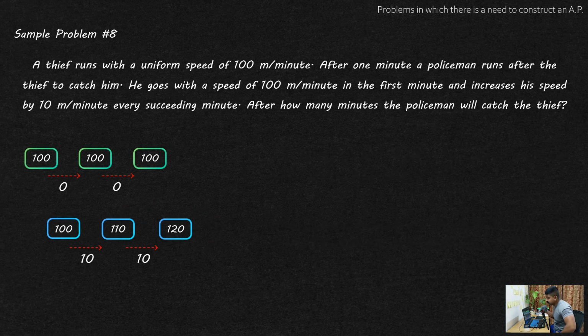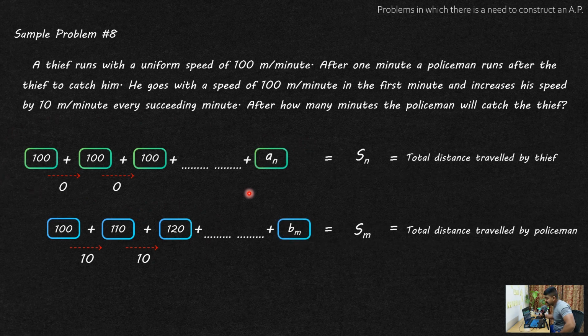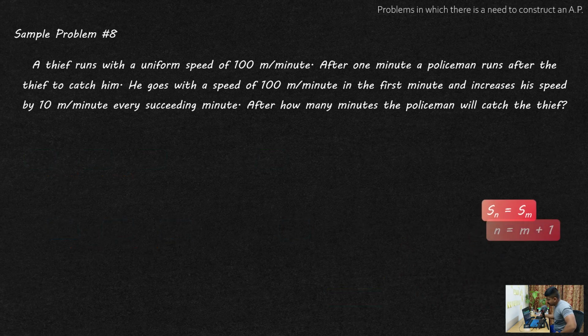This is a constant AP when it comes to the thief, and this is an increasing AP when it comes to the policeman. Next we need to find the sum of the first n terms of this AP, and here we have to find the sum of the first m terms of this AP. So Sn will indicate the total distance traveled by the thief and Sm indicates the total distance traveled by the policeman. Now remember, Sn is equal to Sm. So ultimately our question boils down to these two pieces of information. Sn equals Sm and n equals m plus 1.